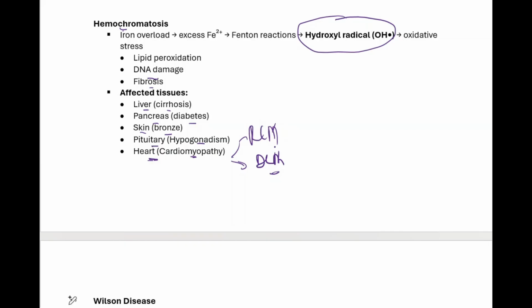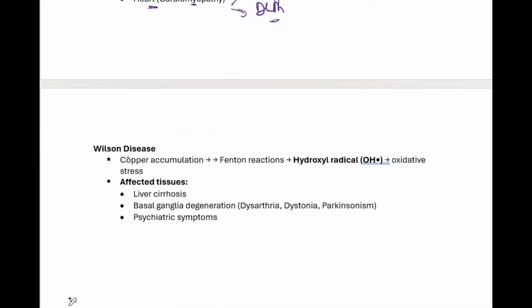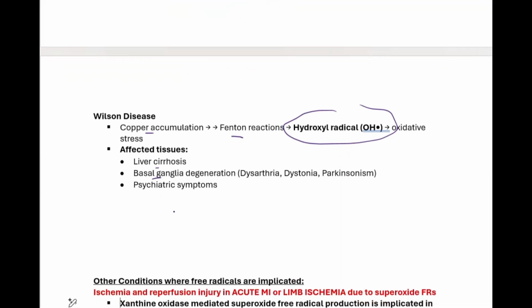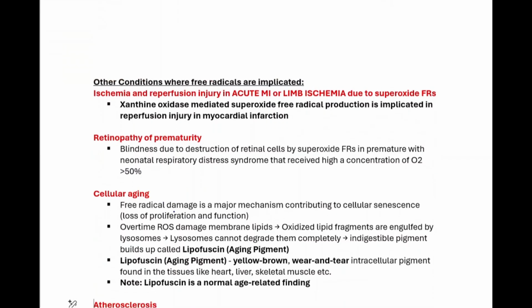Another condition is also Wilson disease, which we're going to talk about when we get to GI, guys. We have a long way to go. So with Wilson disease, this is a copper problem, right? These patients have a problem excreting the copper through their bile, right? And too much copper, same thing through the Fenton reaction, will generate hydroxy free radical. And that could affect their liver, leading to liver cirrhosis, and it could also affect the basal ganglia, leading to things like dysarthria, dystonia, Parkinsonism, tremor, and so on and so forth. And they could also have psychiatric what? Symptoms.